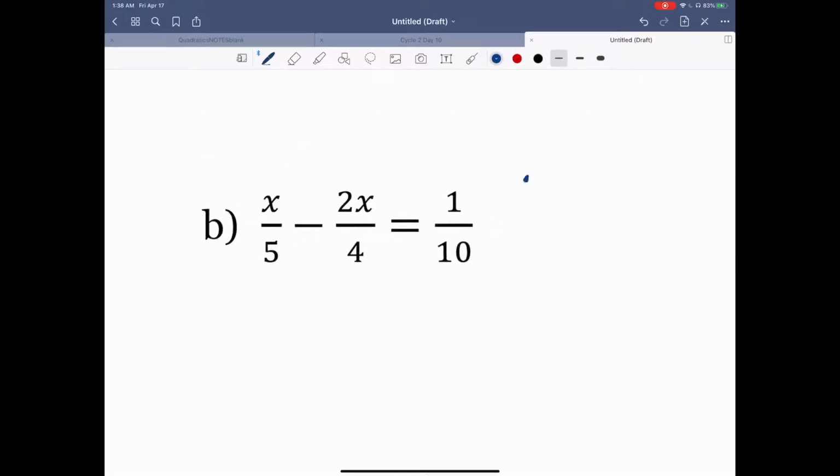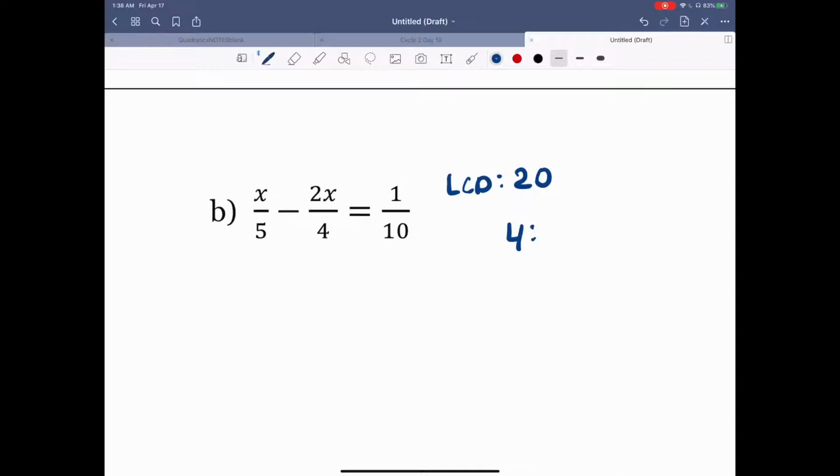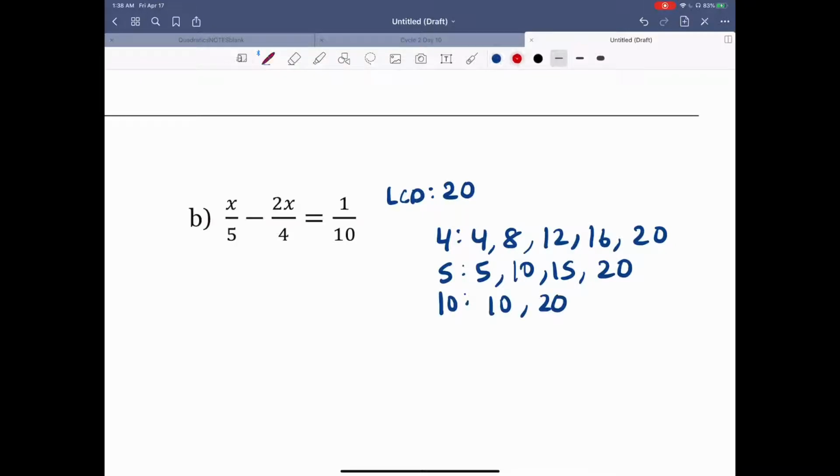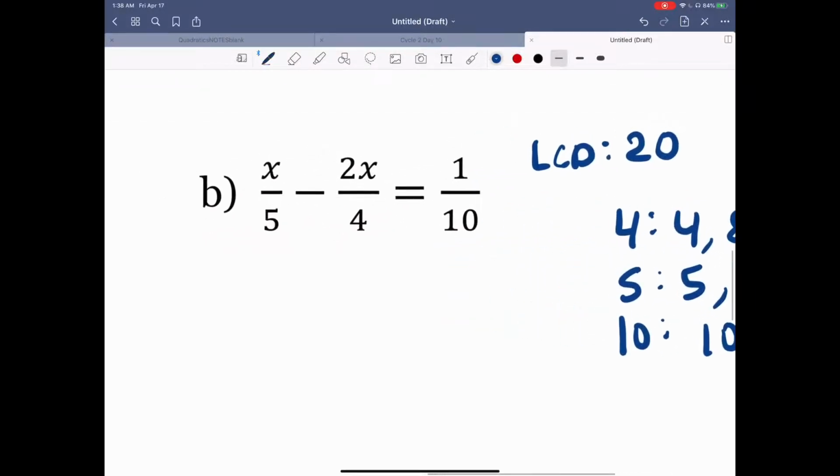Question B. So the LCD is, well, between 5, 4, and 10, the LCD is 20. How do I know that? The list of numbers for 4 is 4, 8, 12, 16, and 20. These are all the multiples of 4. For 5, it's 5, 10, 15, and 20. For 10, it's 10 and 20. Well, what number did I keep seeing? 20. Okay, and so I'm going to multiply each term by 20 using the dot.